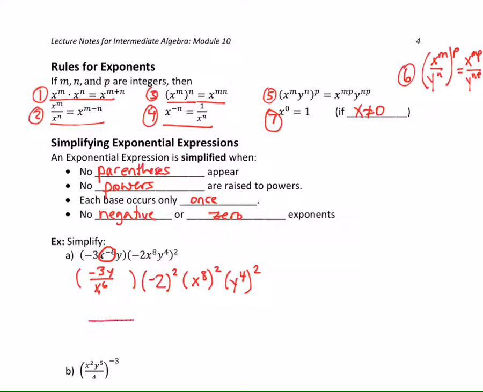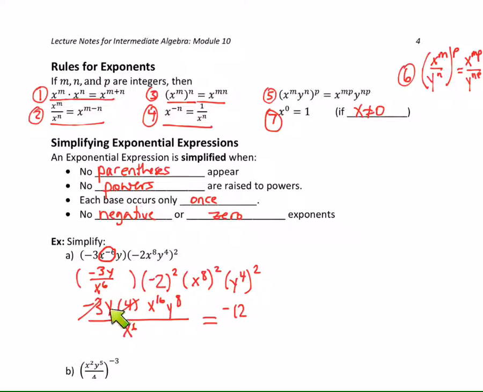Okay, so on top, I've got a negative 3y. I've got this negative 2 squared, which is now 4, negative 2 times negative 2. X to the 8th squared is going to be x to the 16th, y to the 8th, and then x to the 6th on bottom. So let's multiply the numbers together. What's negative 3 times 4? Negative 12.